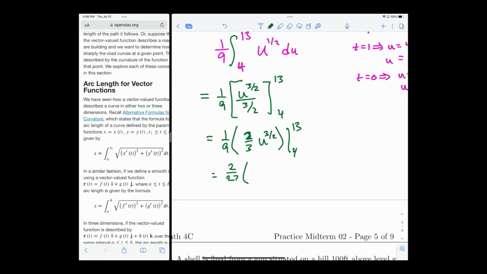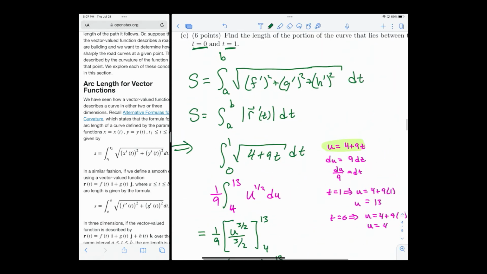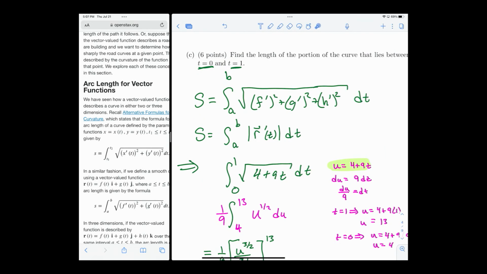And then my u here is going to be 13 to the 3/2 minus 4 to the 3/2. And you can simplify 4 to the 3/2, but the rest of it won't simplify. So I would just stop it here. And the arc length is done. So point is, you have your arc length integral here.